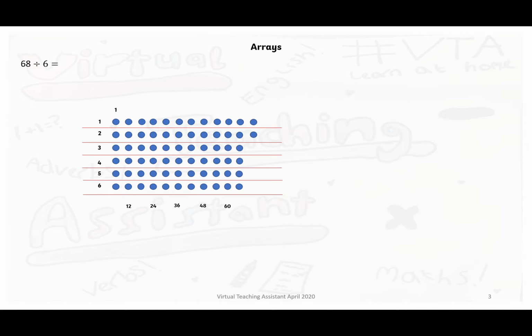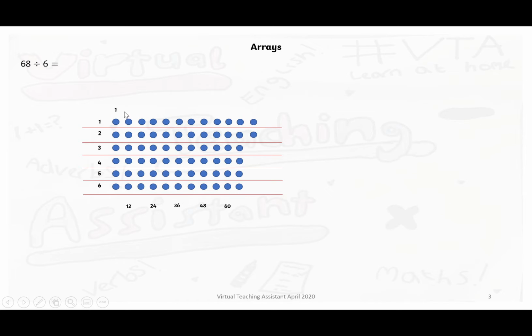Now, obviously, if you know your 6 times table, that would be a lot quicker process for you. But what I've done here is I'm just assuming that not everybody's 100% on the 6 times table. If you are, obviously, you're going to count in your 6s. Then I'm going to count how many have equal portions, okay?